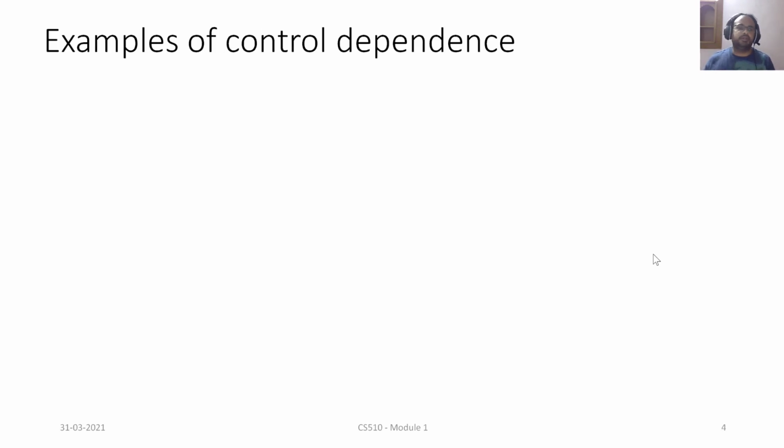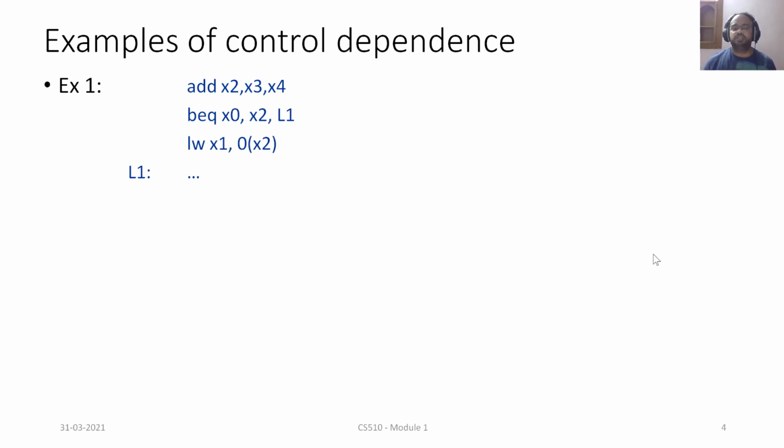Let's look at some of the examples here. Right, let's say we have three instructions: add x2, x3, x4, and the second instruction is beq x0, x2, l1, and the third instruction is, let's say, lw x1, 0(x2), and after that we have the instruction with label l1. Now the very first thing we would notice is there is a data dependence between instruction add and beq. Add is the producer and beq is the consumer. Let's say we have already dealt with that somehow. We'll try to focus on the control dependence here.